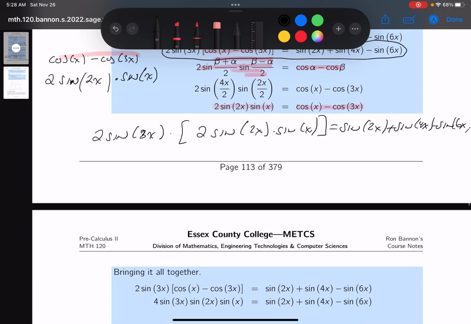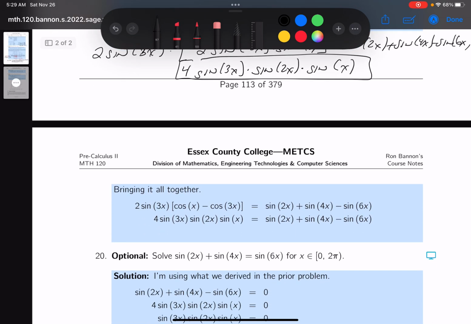So what do we do over here? Let's move things around a little bit. I'm seeing 4 sine 3x times sine 2x times sine of x. Kind of remarkable, actually. And I'm going to say it's the simplest form I could come up with. All right, make sure that's written down right over here. All right? Thank you.